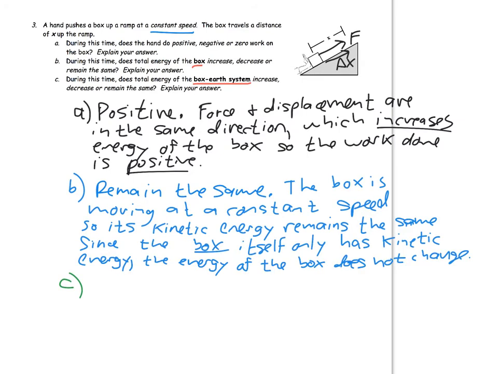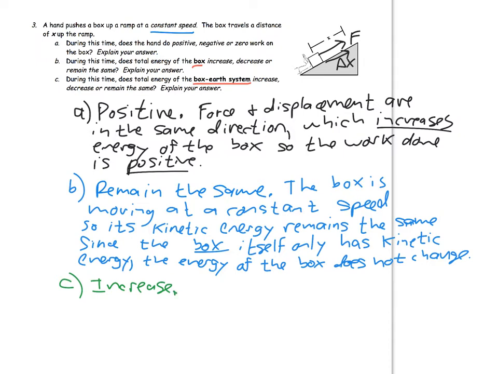The last one we're concerned about is the total energy of the box-Earth system. Does that increase, decrease, or remain the same? So we know the kinetic energy of the box remains the same. However, we do gain height, so that means that we are going to gain gravitational potential energy, and therefore the energy of the Earth box system will increase.